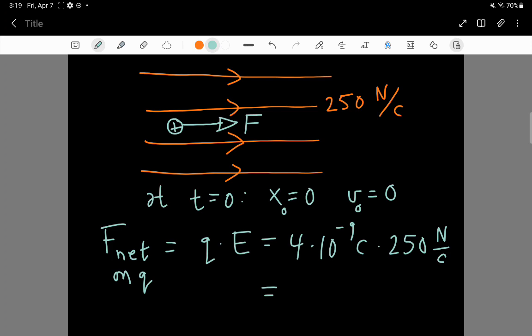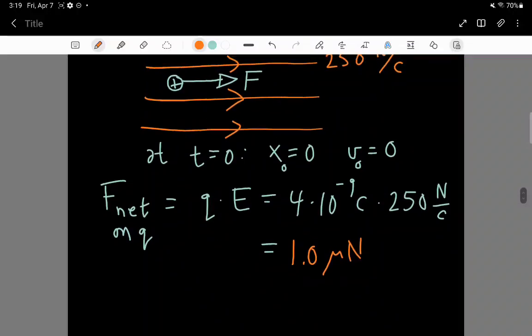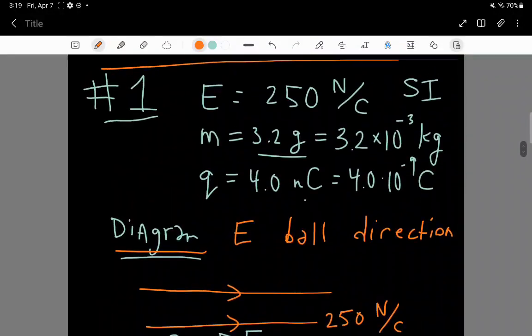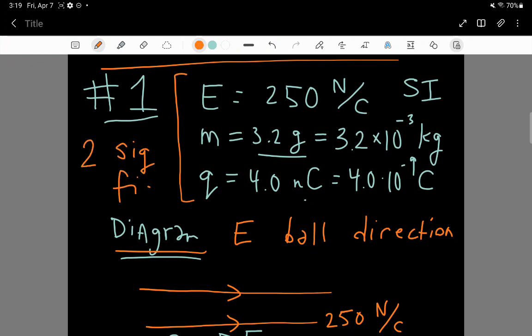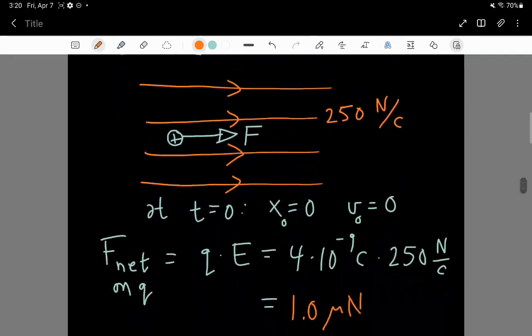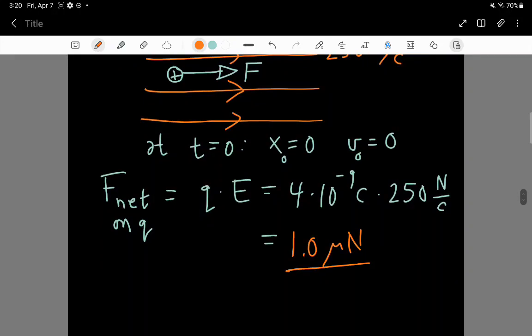And this is equal to, if you put this in your calculator, 1.0 micronewtons. You'll notice that in the data, there are two significant figures on all of your data: 4.0, 3.2, 250. The following zeros are just placeholders, so the 2 and the 5 are significant, but the 0 is not significant. Anyhow, I'm just going to keep two significant figures, and there it is.